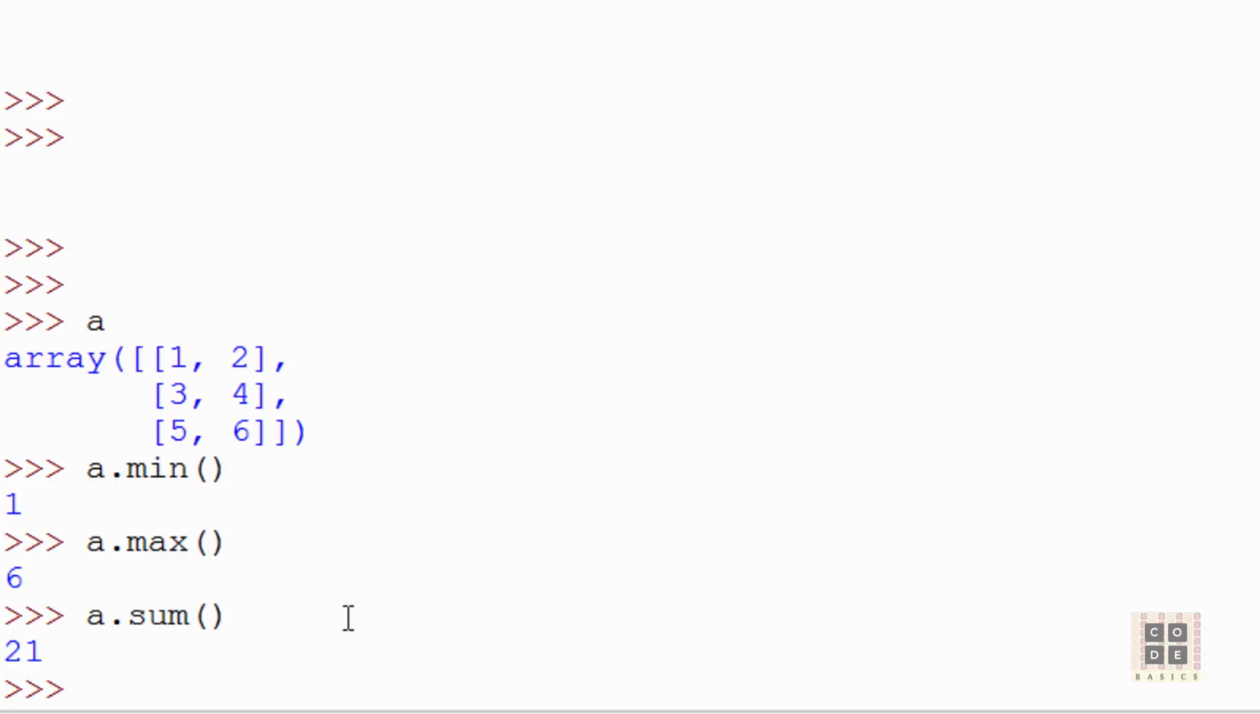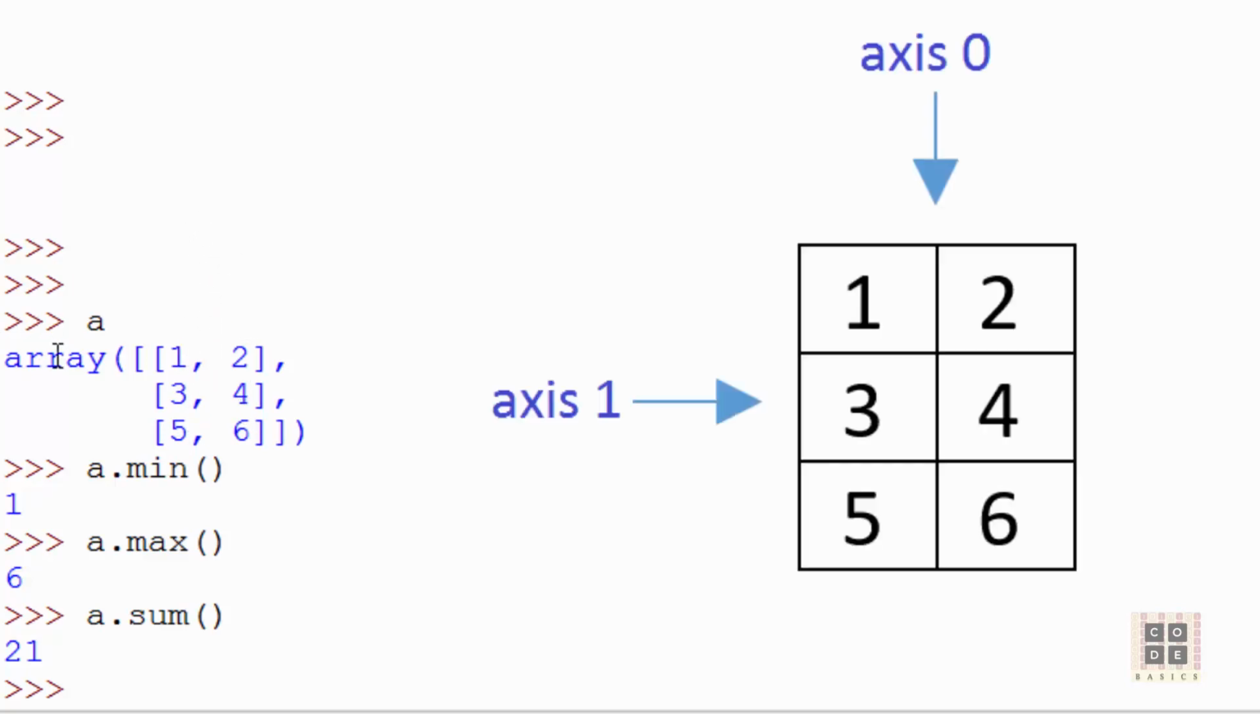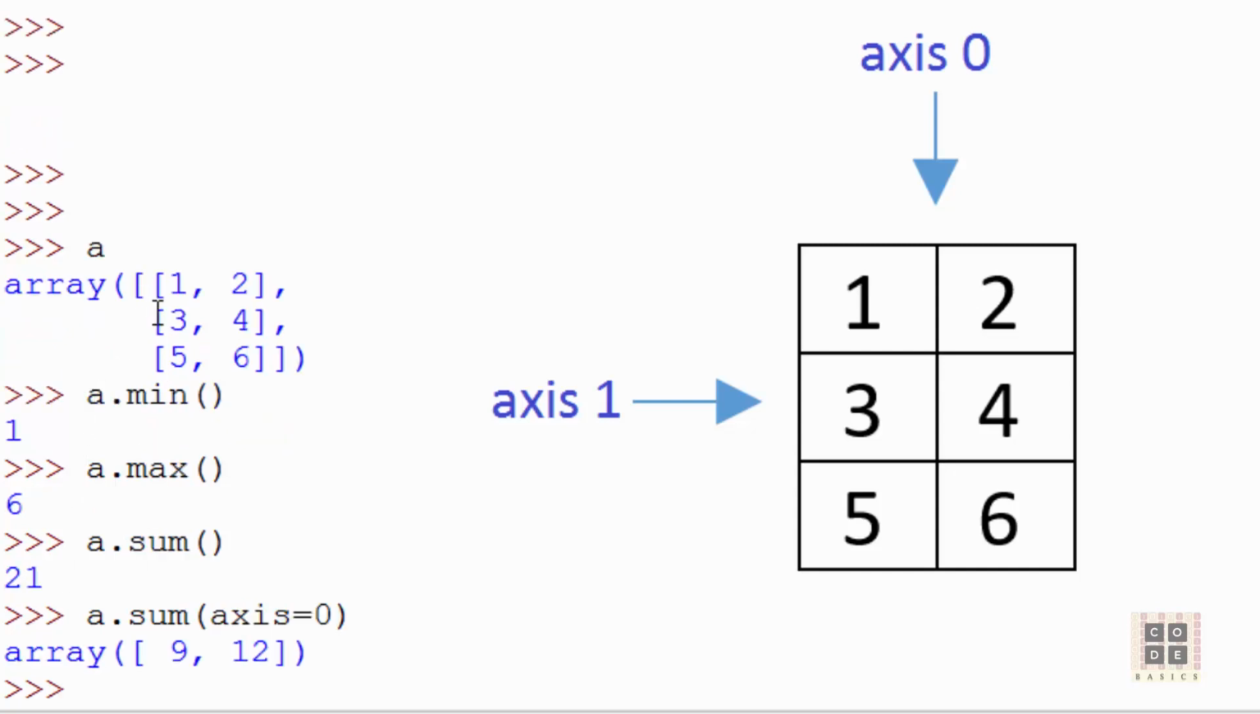Now there is a concept of axis in numpy array. Axis means your dimensions. So my axis 0 will be these columns, and my axis 1 will be these rows right here. So when I do a.sum and I say axis equal to 0, it's going to look at each of these columns. So it added these numbers together, 5, 3, 1, and it printed 9. 6, 4, 2 is 12. So it added these together and printed 12.